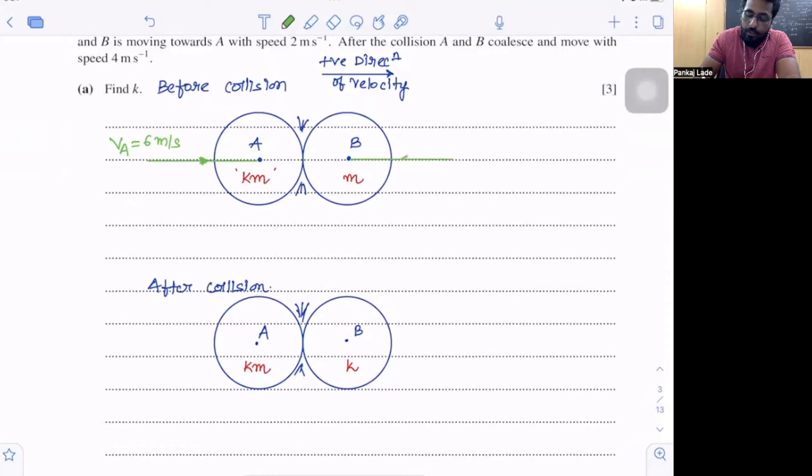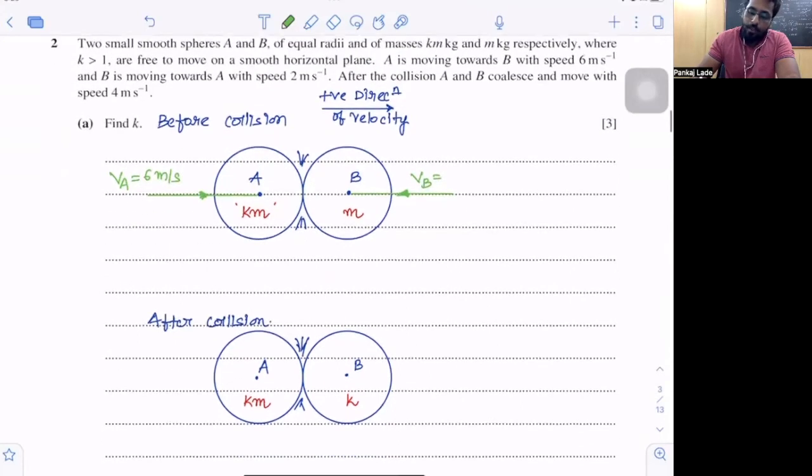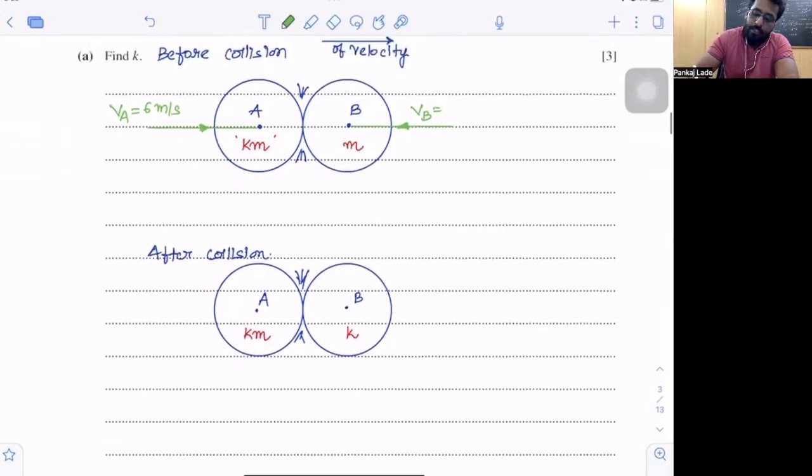It is moving in the opposite direction. It is coming towards A, that's VB. And this is going to be how much? It's going to be 2 meter per second. Remember, I have written just the magnitude of the velocity. It's 2 meter per second, but it's going in the left direction. So it's going to be minus 2 meter per second. So better I'll indicate that in the diagram itself. So VB is going to be minus 2 meter per second.